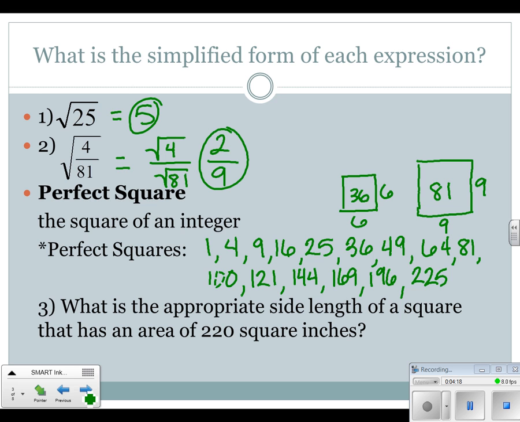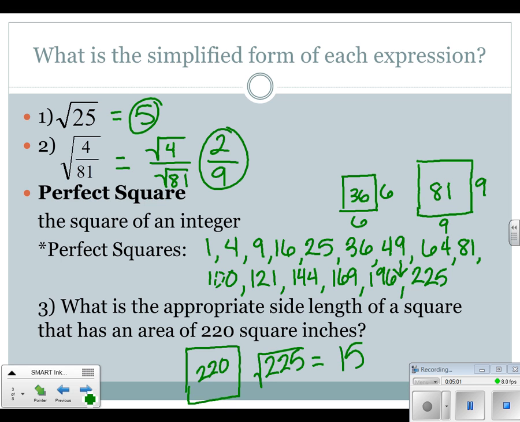What is the approximate side length of a square that has an area of 220 square inches? So if we have a square, and it says approximate side length of a square that has an area of 220, well, 220 is not a perfect square. So we look at our perfect square list and we see that 220 would fall between 196 and 225, and it's closest to 225. So if it was 225, the square root of 225 is 15, because 15 squared is 225.